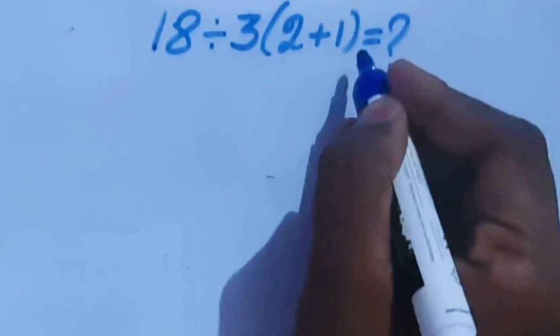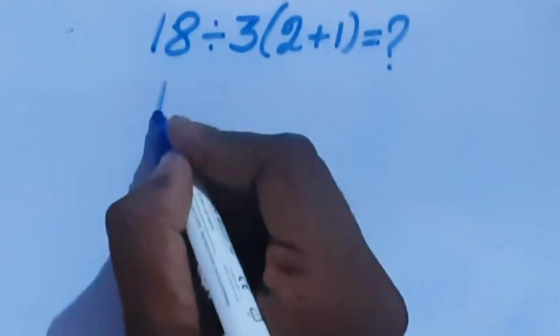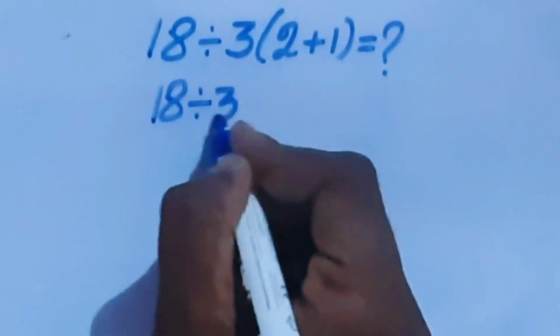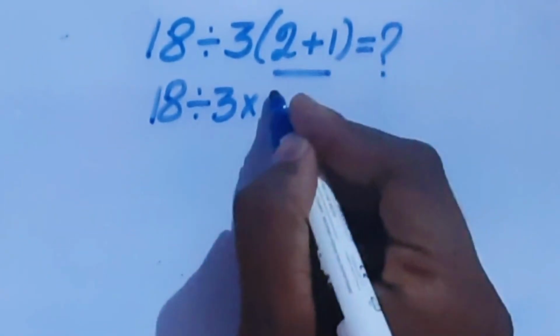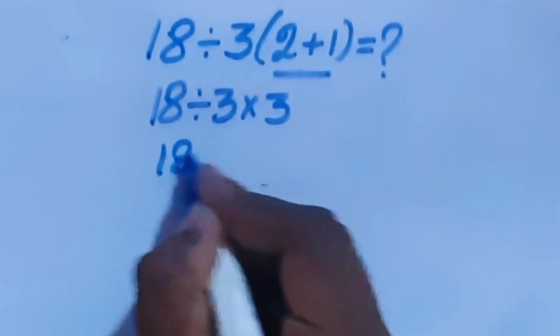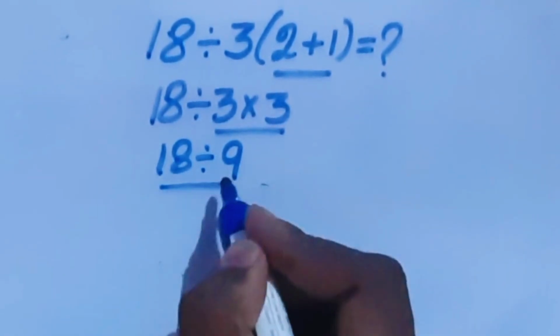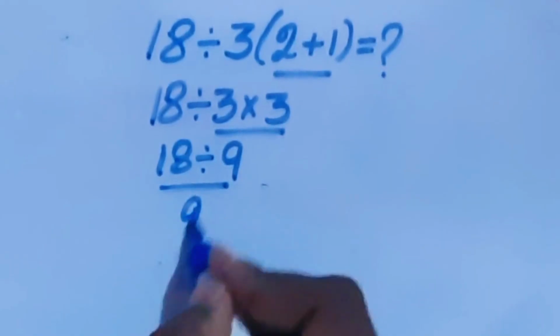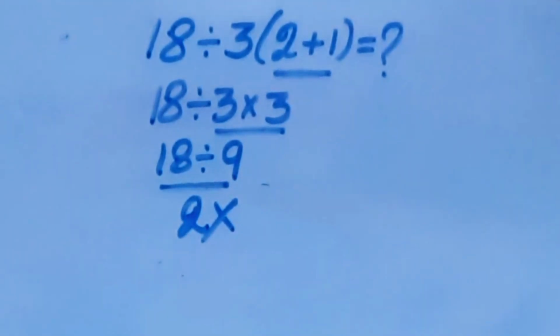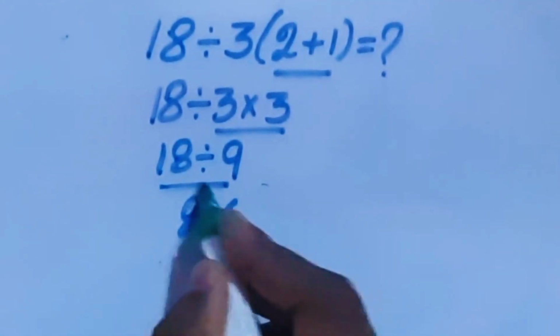I guess most people get the wrong answer for this problem. Wrong order here: 18 divided by 3 times (2 plus 1). Here 2 plus 1 is 3. Then 18 divided by 3 times 3 is 9. Here 18 divided by 9 is 2, which is the wrong answer. As per the order of operations PEMDAS, this 2 is the wrong answer.